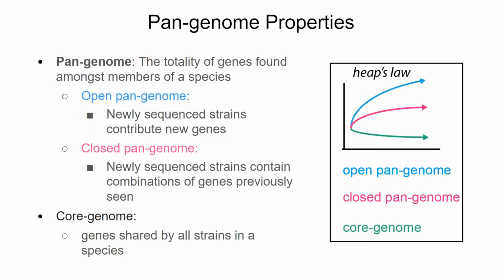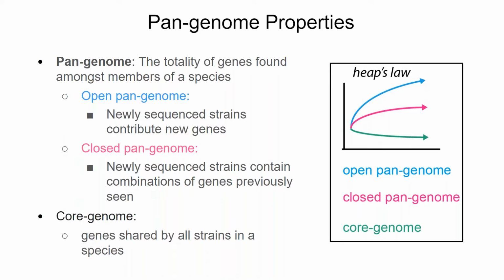So I'm going to talk now about concepts of the pan-genome and how we're developing new methods to analyze the pan-genome. To start, I'd like to talk just a little bit about what is the pan-genome. The pan-genome is really the totality of genes found amongst members of a species. A pan-genome can be either open, which means that every time we sequence a new strain, we start to find new genes that weren't found in previously sequenced strains, or it can be closed, which means that a lot of newly sequenced strains really just contain combinations of previous genes that have been seen.